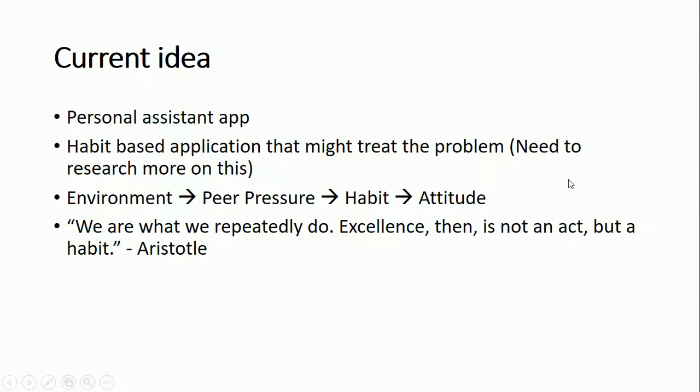I believe this idea will work very well because I have believed for a long time that 80% of human attitude is shaped from the environment, then goes to peer pressure, goes to habit, and eventually becomes their attitude. And I believe only 20% of people survive this kind of social chain. I'm also taking a quote from Aristotle: We are what we repeatedly do. Excellence then is not an act, but a habit.